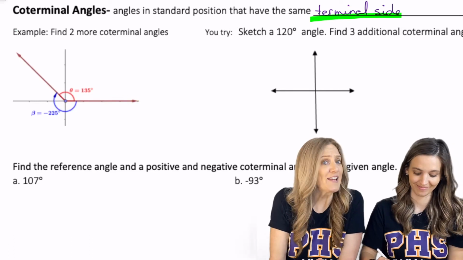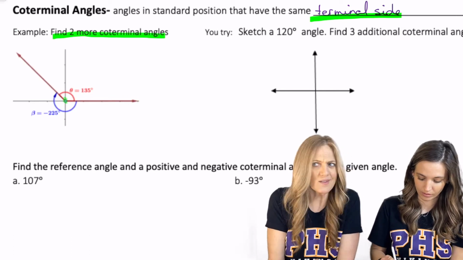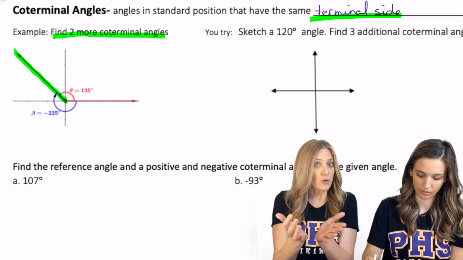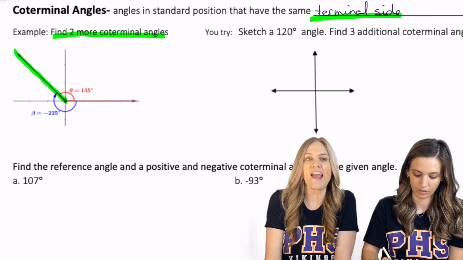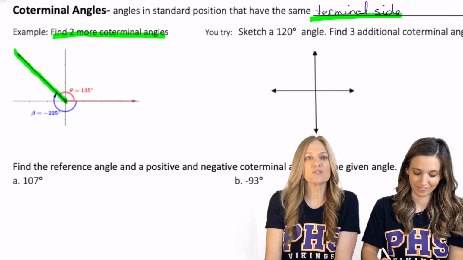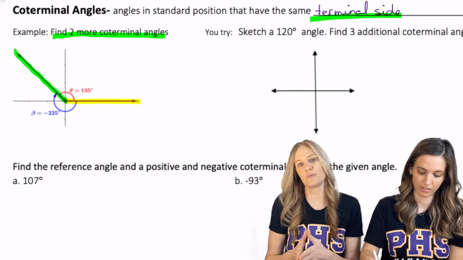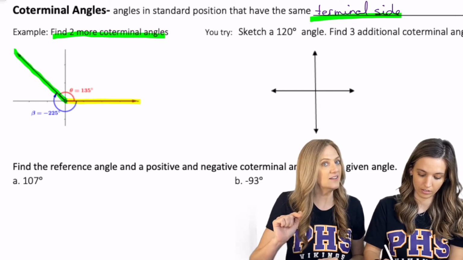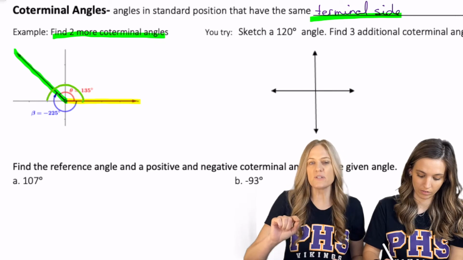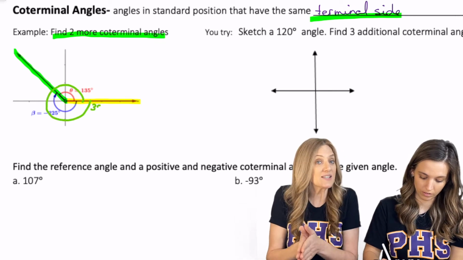Whoa, it says find 2 more coterminal angles. I already have 2 angles that are coterminal. Well, remember these are angles of rotation. So let's find another positive coterminal angle. We start at the initial side. Let's go 1 full rotation around, that's 360 degrees.